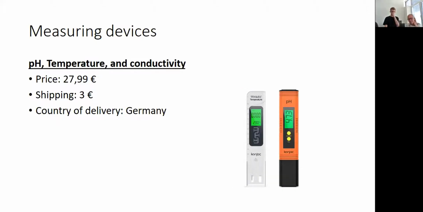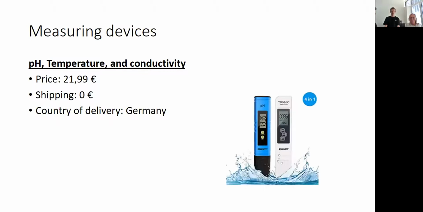Then we have another one that measures all three values. It costs about 30 euros including the shipping, and it's also delivered from Germany. And the last one can also measure the three values, and it's quite a bit cheaper than the one before, and the shipping is €0, and the country of delivery is also Germany.